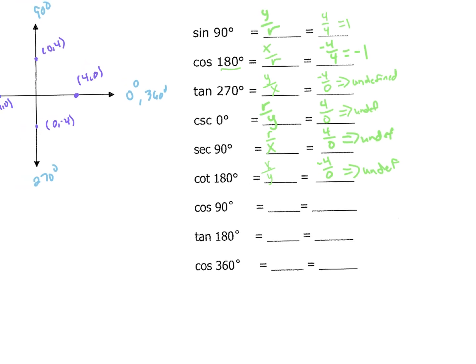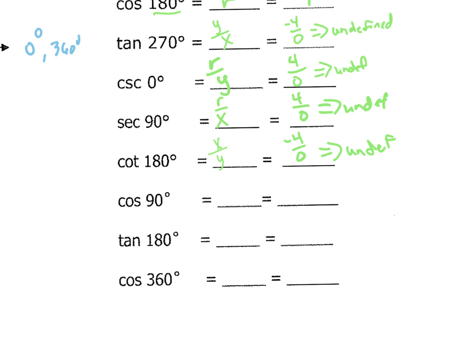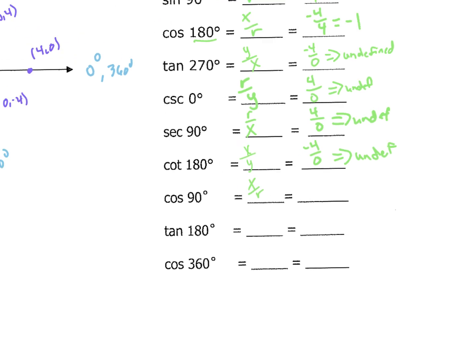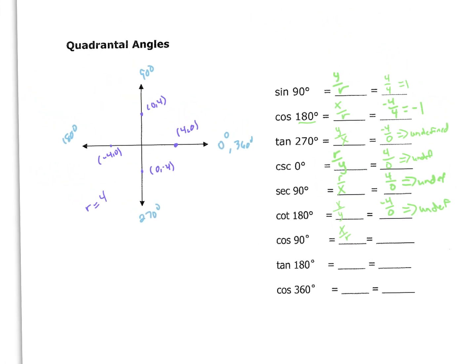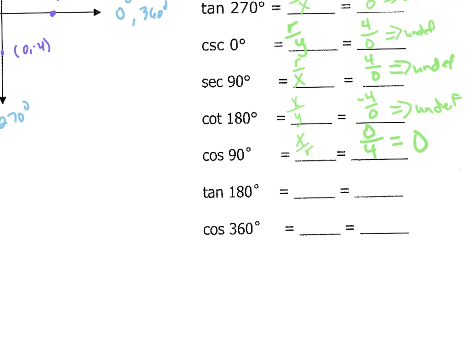Onward, cosine of 90 degrees. Cosine, Leo, what's the ratio? Careful for cosine. Sorry, that's X over R. So cosine is X over R. We're at 90 degrees and we want to do X over R. What do we get for those numbers? For 90, it's 0 over 4, which is equal to 0. Good, excellent.